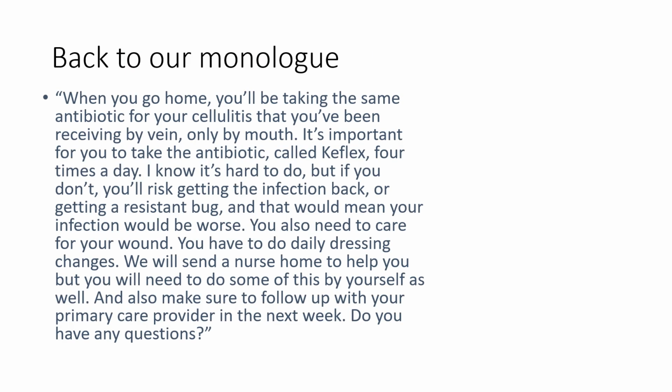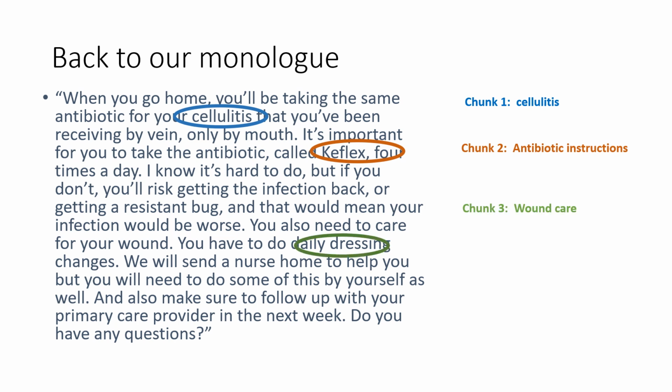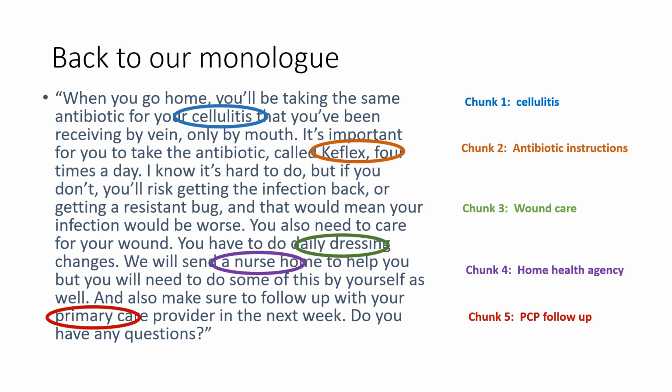Let's refer back to our monologue. What are the chunks of information that we are trying to share with the patient? Chunk 1, we want to tell them that they have cellulitis. Chunk 2 is instructions on antibiotics. Chunk 3 is wound care. Chunk 4 is sending a nurse home to help them. And chunk 5 is following up with a primary care provider.